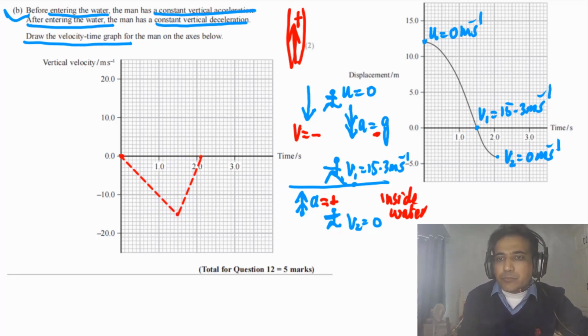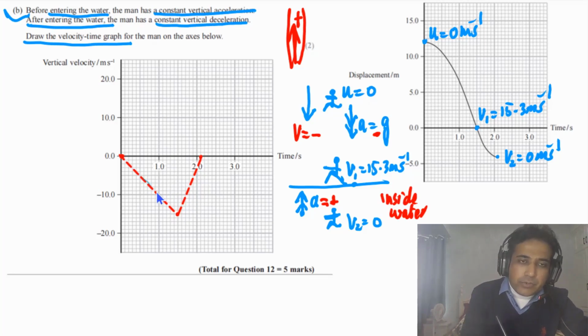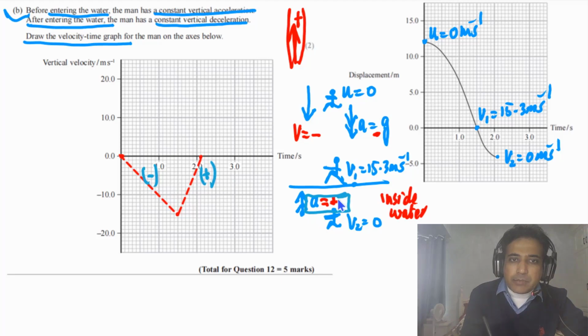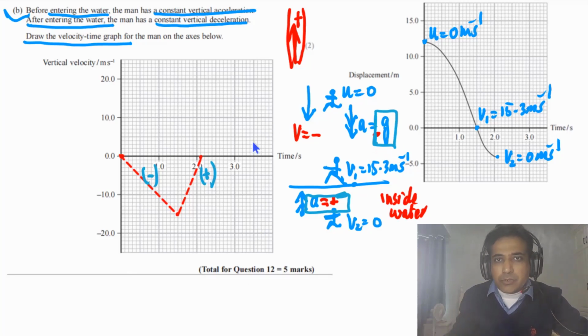You can also see from here acceleration has different direction. Here we can see this gradient is negative, and here we can say the gradient is positive. So this gradient is negative and this gradient is positive. So this acceleration has positive direction and this one has negative direction. We can also see from here. So this is how you need to sketch this graph.